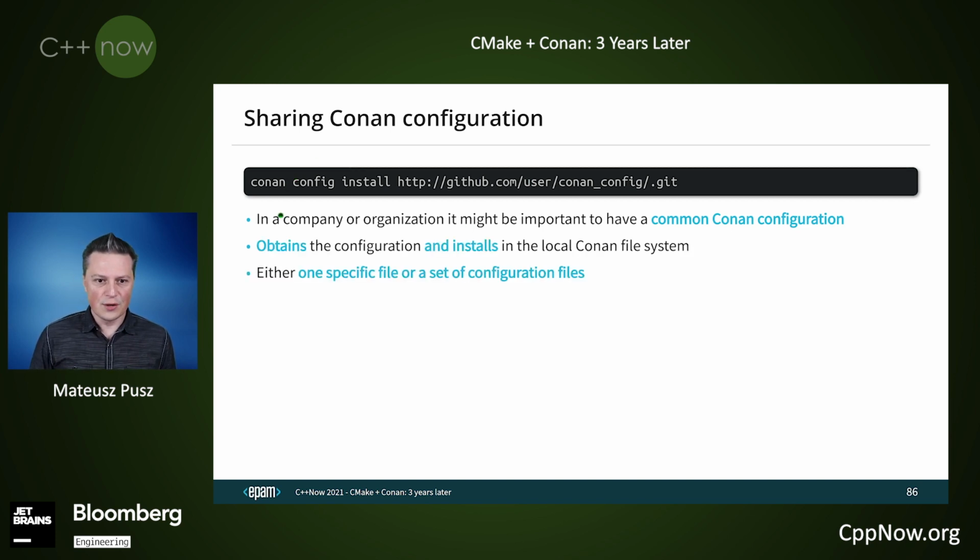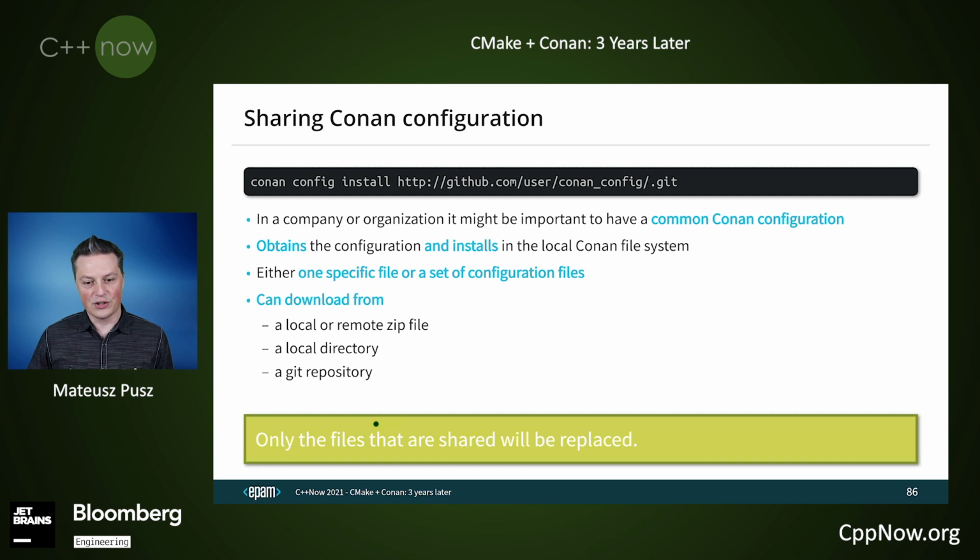So this command basically obtains the configuration and installs it on the local file system. And you may provide either one specific file or the entire configuration. It's up to you what you want to share. You don't have to share everything. You may share only specific files. And it can be downloaded from a local or remote zip file, from a local directory, or from the Git repository, as in the example above. And only, of course, the files that are shared are being replaced. The ones that are not shared are preserved on the file system.